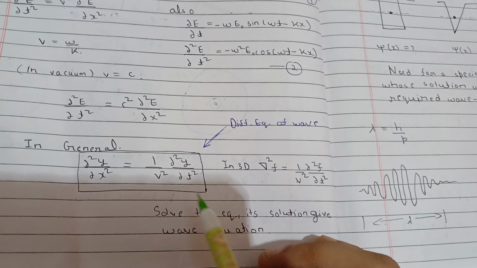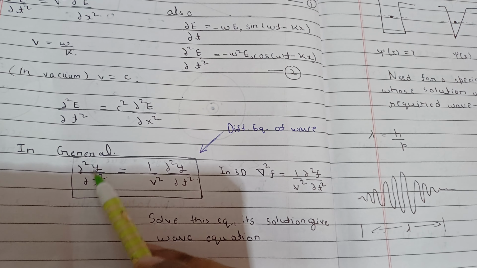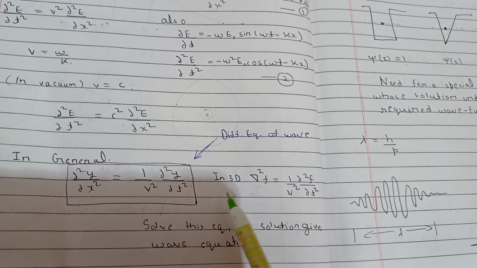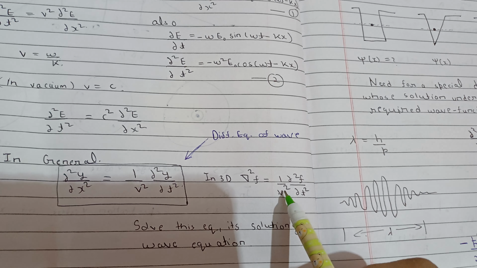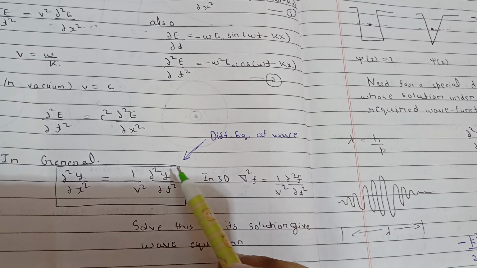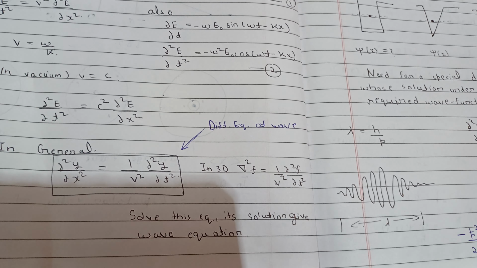Now see, we can write this equation in 3D also. So in place of y we will have some function f that is depending on x, y, z. So it will be del square f, with the second order derivative with respect to all the variables, equal to 1 upon v square times, in place of this, again f. So this will be your 3D wave equation.